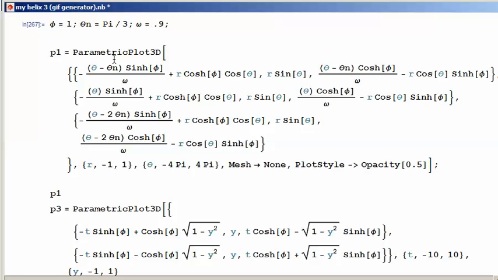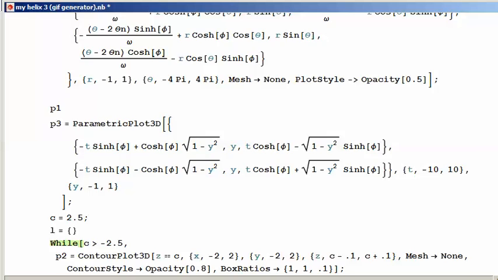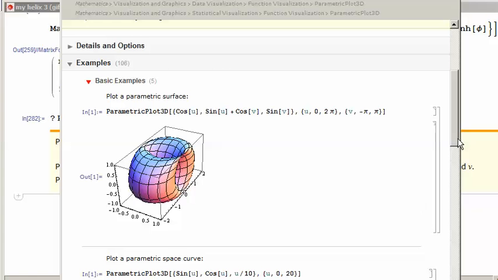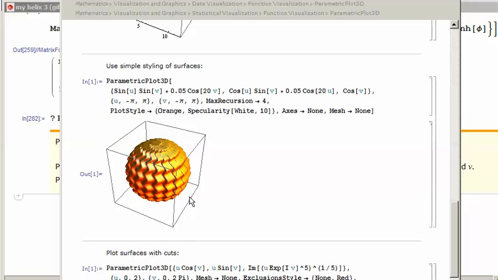So let me make that change in the code. I'll put that at a negative 0.9, and I'll change this to a positive 0.2. I think it'll start going the opposite direction. It'll move to the left instead of to the right. And then what else do I want to change? Glancing down through the help on ParametricPlot3D, I see this one has no coordinates on the side, so let's use, looks like it says Axes gets None.